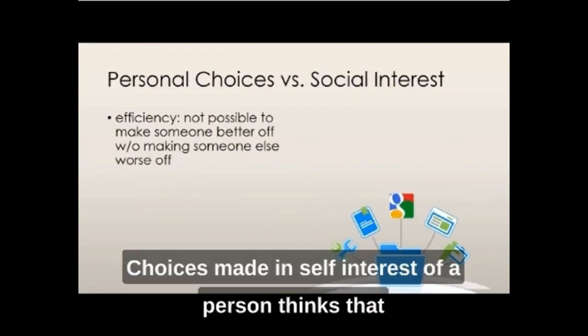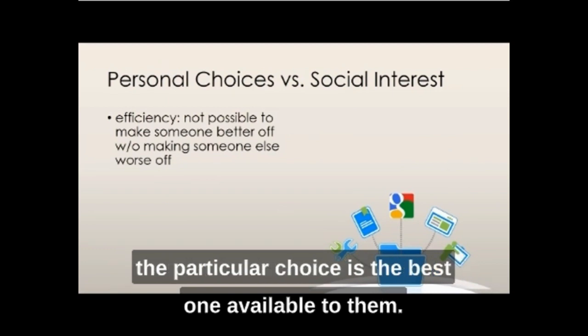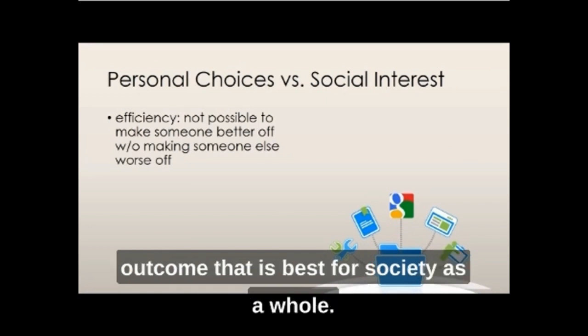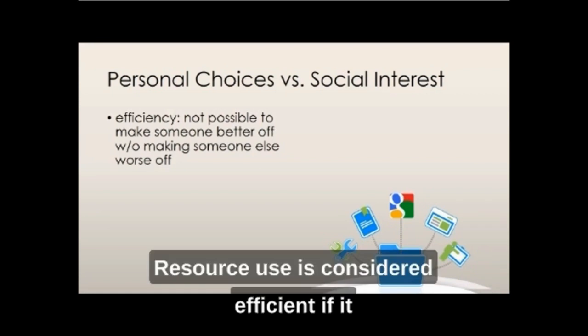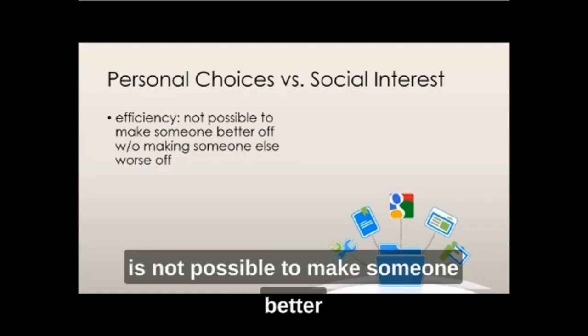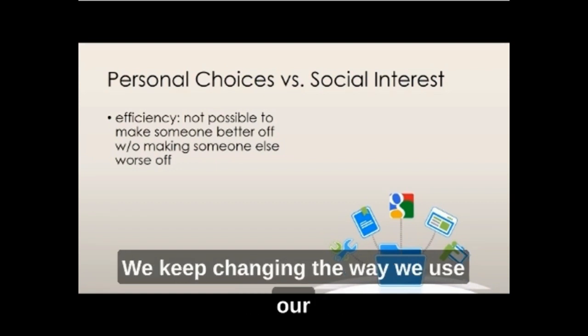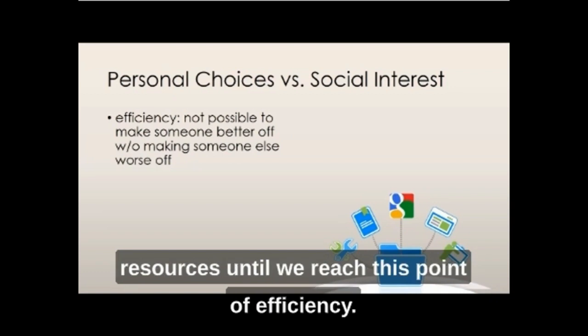Choices made in self-interest are those where a person thinks that the particular choice is the best one available to them. Choices made in the social interest result from an outcome that is best for society as a whole. Resource use is considered efficient if it is not possible to make someone better off without making someone else worse off. We keep changing the way we use our resources until we reach this point of efficiency.